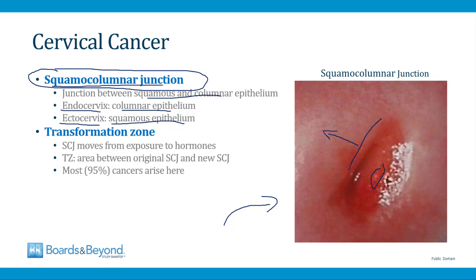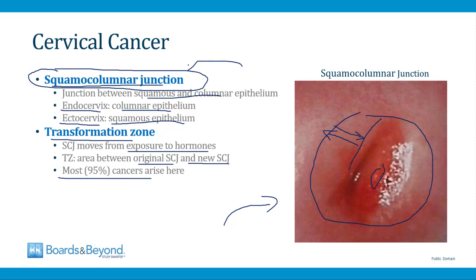It can be further out or it can come back further in. And this area over which it moves is called the transformation zone. This is an area surrounding the squamocolumnar junction in which the junction can move during a woman's lifetime. It moves from exposure to hormones and other factors, and the transformation zone is the area between the original squamocolumnar junction and the new or current squamocolumnar junction, and 95% of cervical cancers arise here. It's related to the squamocolumnar junction. It's this area where the junction moves over a woman's lifetime.